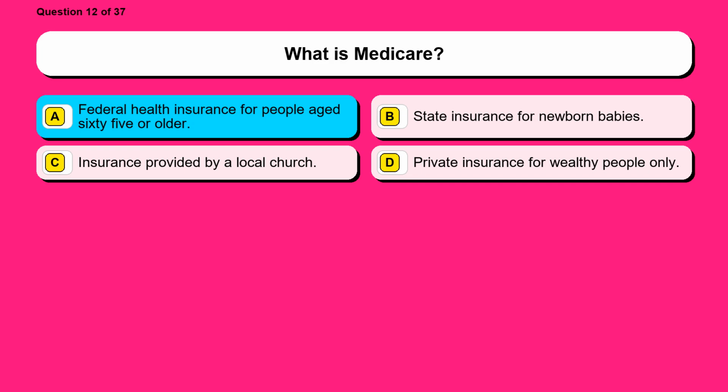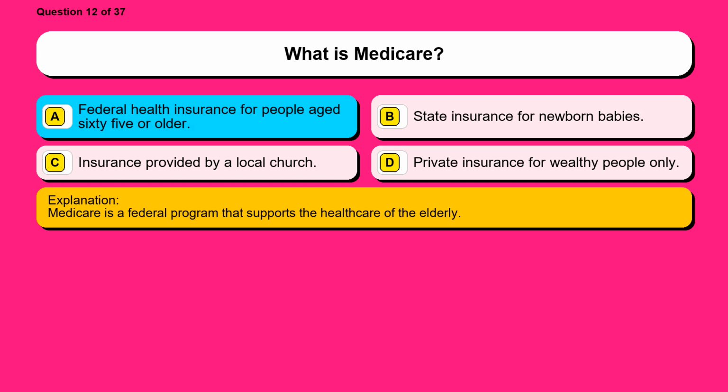The correct answer is option A, federal health insurance for people aged 65 or older. Medicare is a federal program that supports the healthcare of the elderly.